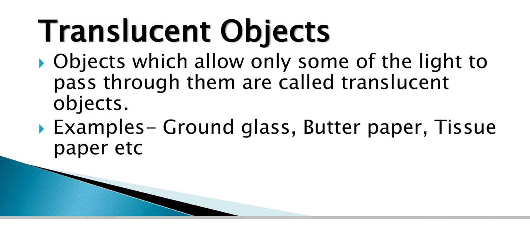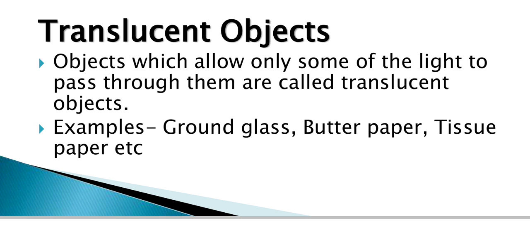Translucent objects. Objects which allow only some of the light to pass through them are called translucent objects or materials. Examples are ground glass, butter paper, some tissue papers, oiled paper, a sheet of white cotton, muddy water, and clouds. We cannot see clearly through a translucent material.